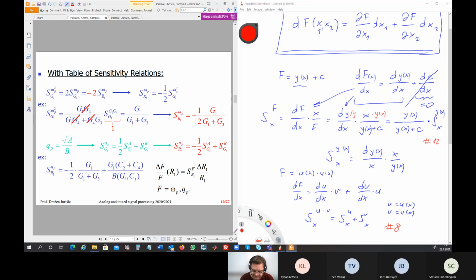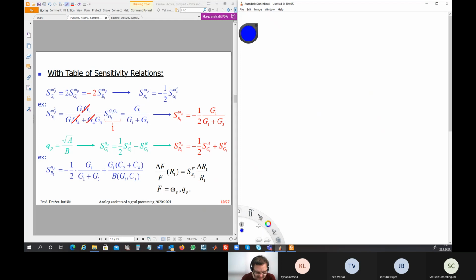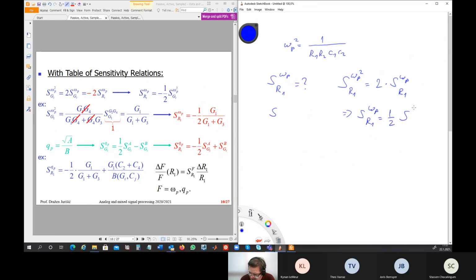We can calculate the sensitivity of, let's say, omega p square is 1 over R1, R2, C1, C2. Let's say it's like this. Then we can say S omega p over R1. This is something we want to find. If we apply some rules, then we can first start with S omega p square to R1. This is 2 times S omega p over R1. Or we can write that S omega p to R1 is 1/2 S omega p square to R1. This is something we will use.